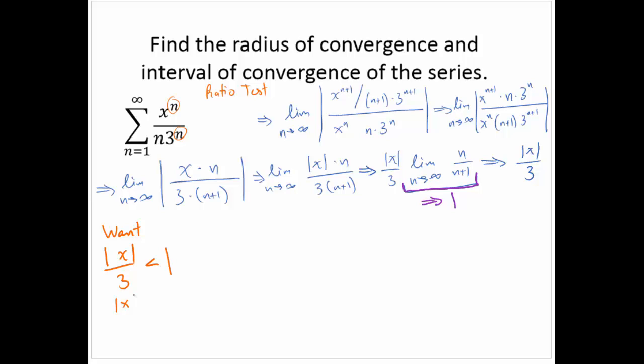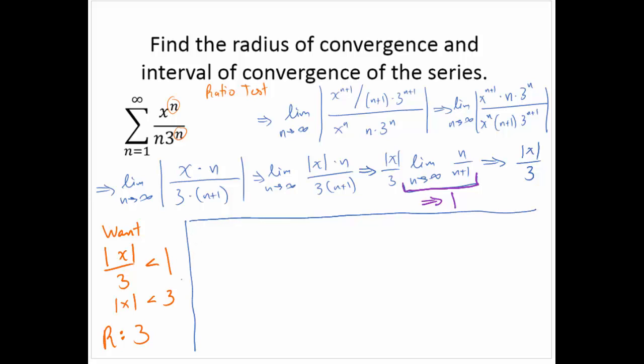Well, absolute x, multiplying through by 3, that means that absolute x is less than 3. And so there, in a sense, is my radius. I've got absolute x is less than a number. So therefore, the radius of convergence is 3. Now, I'm supposed to test the endpoints for convergence.